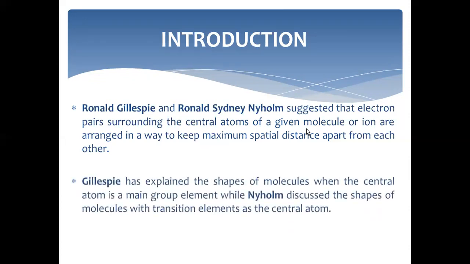Gillespie explained the shapes of molecules when the central atom is a main group element, while Nyholm discussed the shapes of molecules with a transition element as the central atom. So they have two ideas. Gillespie said this is the shape of the molecule according to the central atom, and Nyholm incorporated the shapes of molecules with a transition element as the central atom. Two things they said.